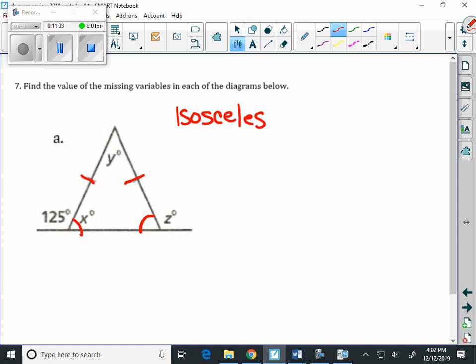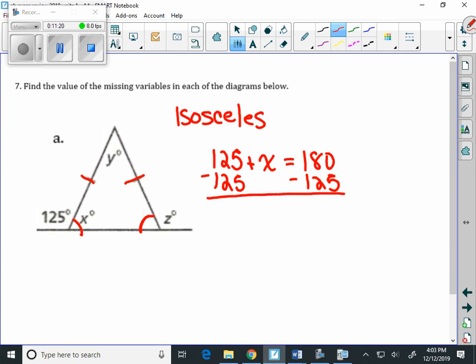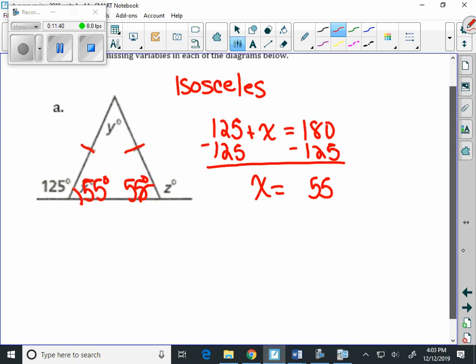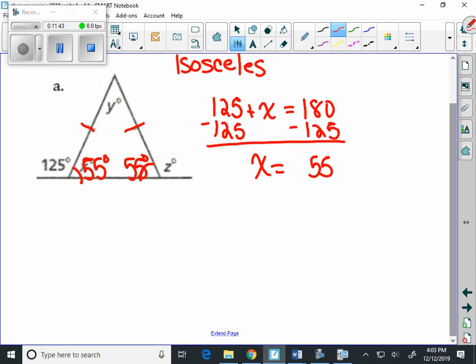And we can figure out how big angle x is if we take 125 plus x. It equals 180. Subtract 125 from both sides. And when we do, we get 55. So now we know this is 55. And consequently, that means that this is also 55 because it's an isosceles triangle, and the base angles of an isosceles triangle are also congruent.